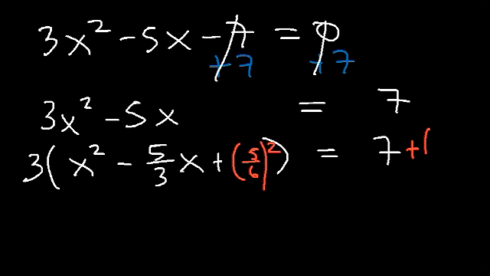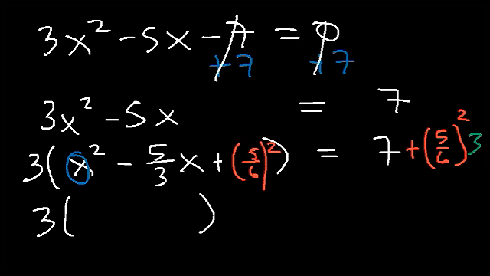Now on the right side, it's going to be 5 over 6 squared times the number that's in front, which is the 3, because the 3 is distributed to everything on the inside, so you have to take that into account. So now let's factor. So it's going to be x minus 5 over 6 squared.